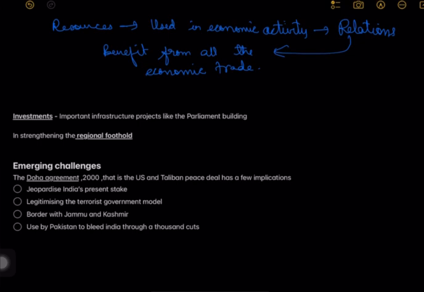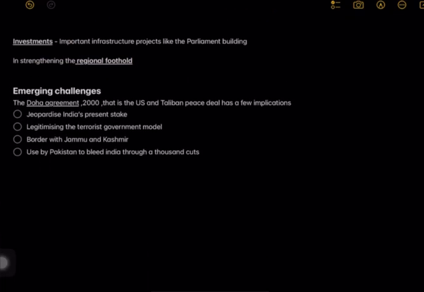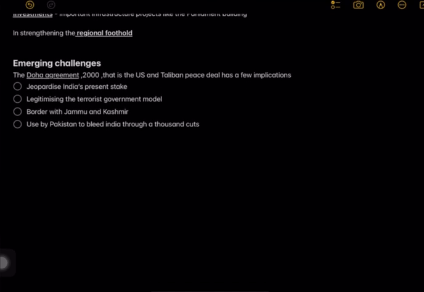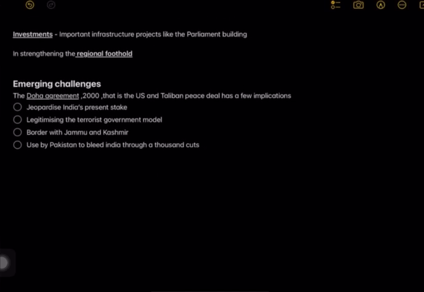Next, creating a strong regional foothold is very important for India because India is often regarded as the big brother of South Asia and Southeast Asia. So it is very important that we have a strong hold over all these nations for various purposes of economic security, international relations, etc.